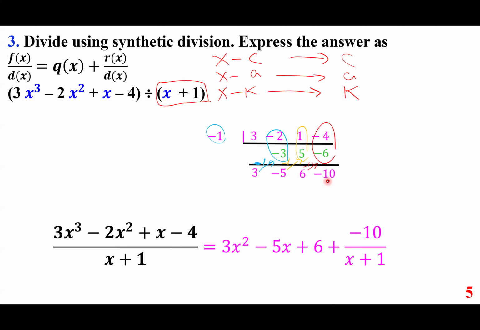So here's how they want us to write in this format. 3x cubed minus 2x squared plus x minus 4 over x plus 1 is 3x squared minus 5x plus 6 plus -10 over x plus 1. You can write plus with minus here, we just put a negative sign here. Either way is fine.